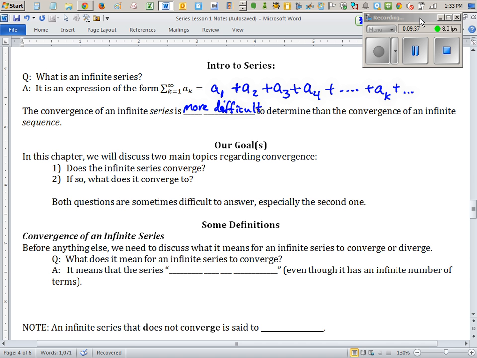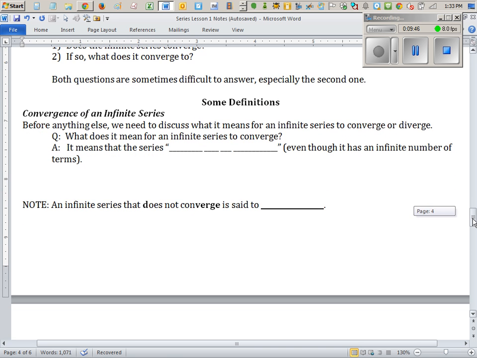All right, first thing you need to know is what does it mean to converge? So in a sequence, you can tell it's convergent because the values look like closer and closer to something. A series converges when everything adds up to something.